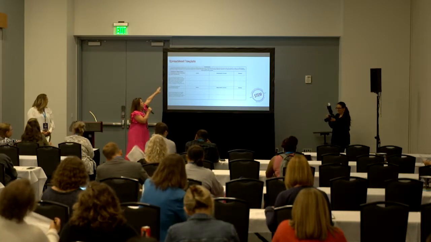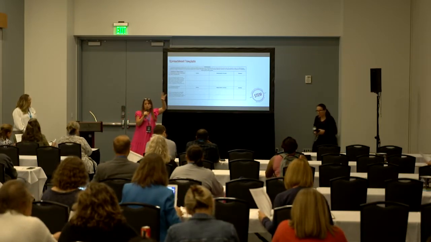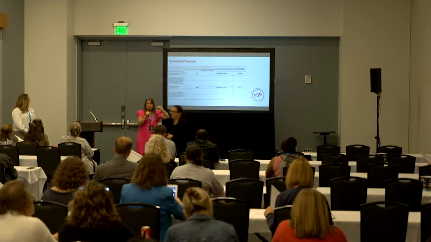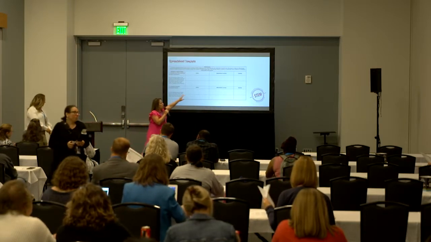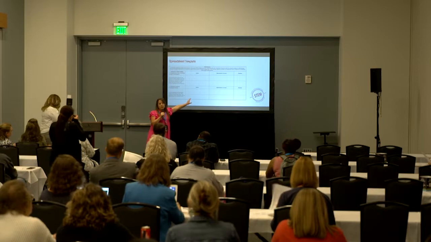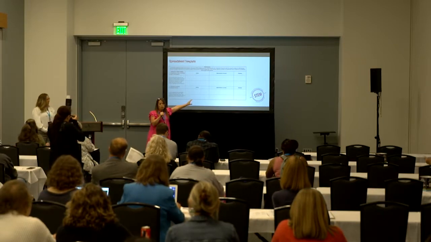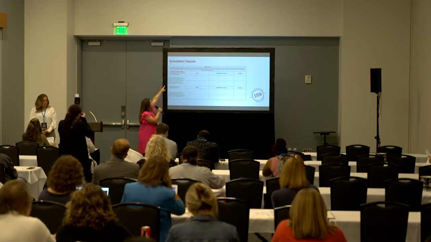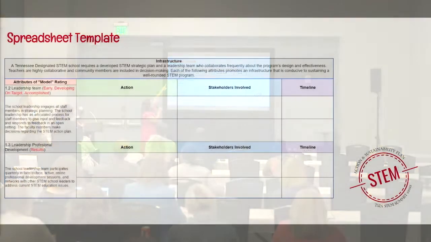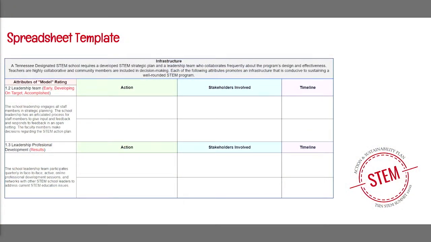We give only the infrastructure piece of paper to group 1, which is working on infrastructure. And we ask them to sit and brainstorm what are some action steps that we can take to improve where we are. Now, if you look up here where it says 1.2 leadership team, early developing, on target, accomplished, I'll actually put the rating from the self-assessment in there so they know where they were.